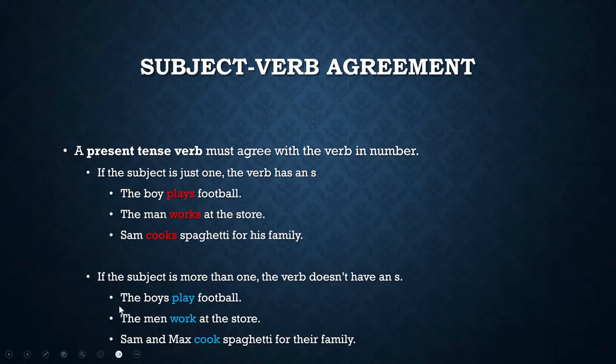Now look at what happens if the subject is more than one, this verb doesn't have an S. The boys play football. The men work at the store. Sam and Max cook spaghetti for their family. You see how there's more than one boy, more than one man, and more than one person in this sentence. So you have to take the S away and make play, work, and cook. That's called subject-verb agreement, making the subject and the verb agree in number.